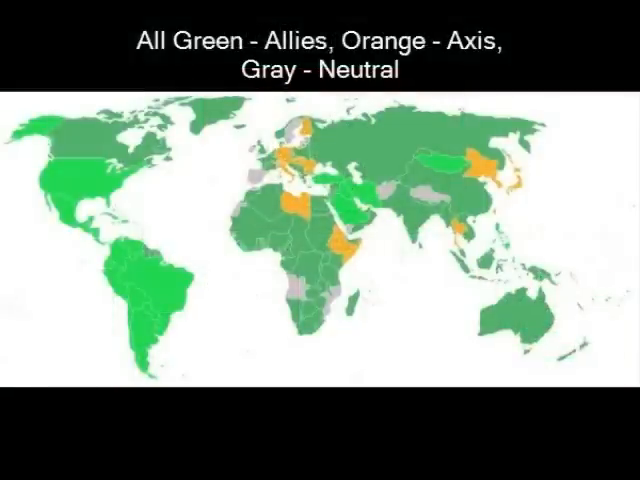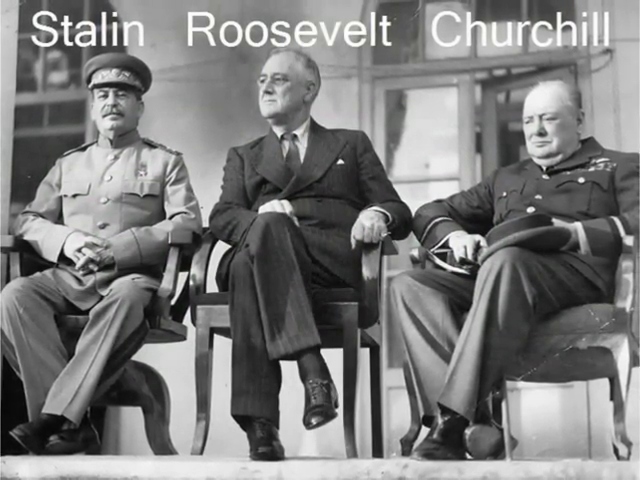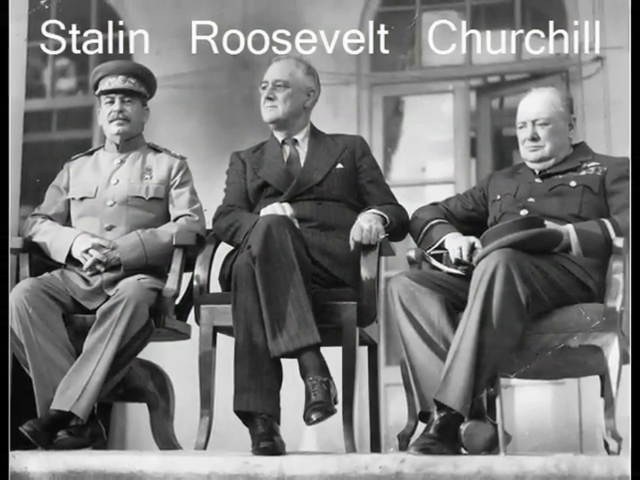As you can see from this map, some of the more involved countries were the United States, Great Britain, and the Soviet Union for the Allies, and Germany, Japan, and Italy for the Axis powers. The most influential Allied leaders were Franklin D. Roosevelt, Winston Churchill, and Joseph Stalin.